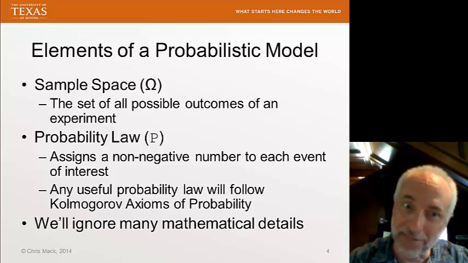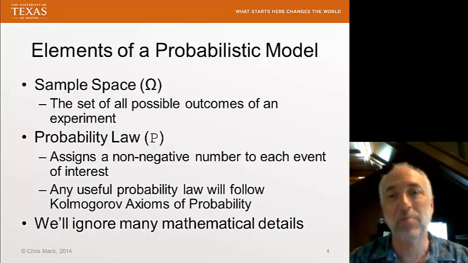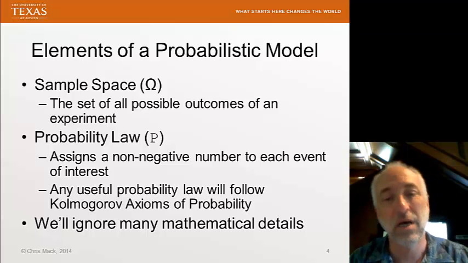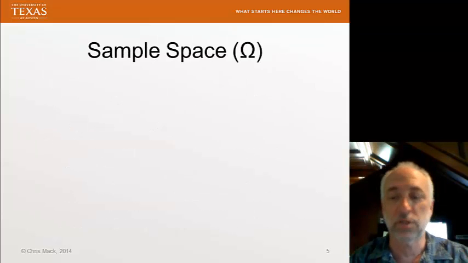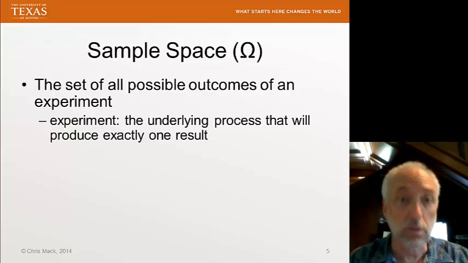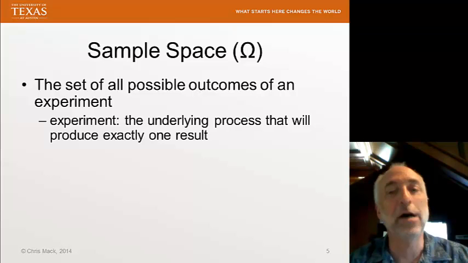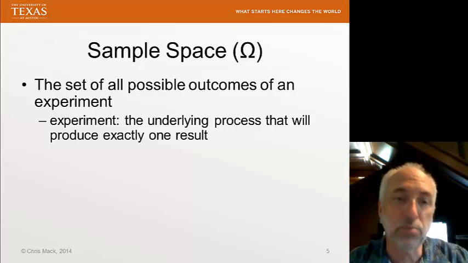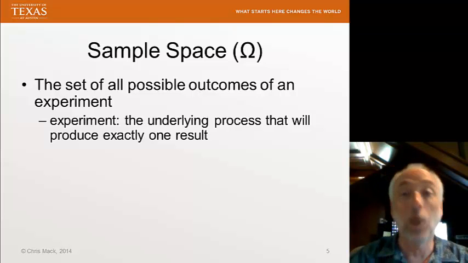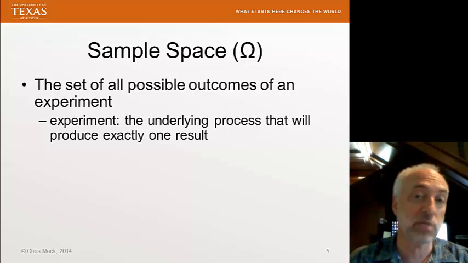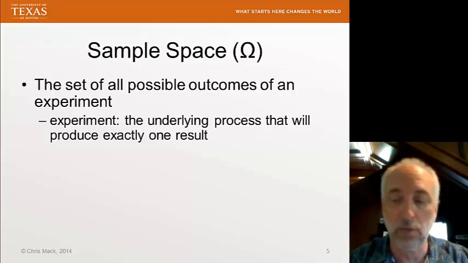There's a lot of mathematical details that go into developing a probabilistic model of some experiment, but we're going to ignore almost all of them and only talk about the very simplest mathematical details. So first, sample space. What is a sample space? It's the set of all possible outcomes of an experiment. Well, what's an experiment? The experiment is the underlying process that produces the result. Now, we will define an experiment as producing exactly one result, one outcome. If you want two outcomes, you have to run the experiment twice. Every time you run the experiment, you get exactly one outcome.